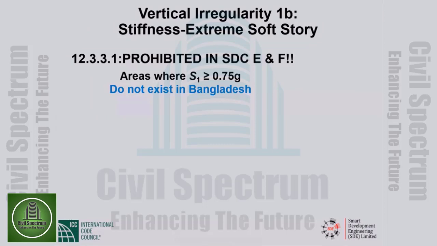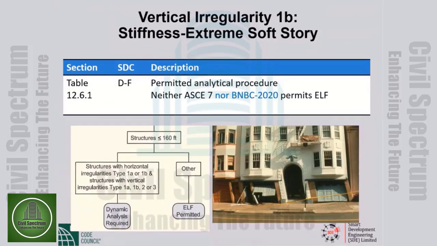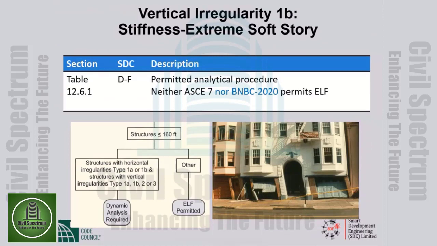This is prohibited in design categories E and F. E and F do not exist in Bangladesh, so you do not have a prohibition. But the ASCE 7 prohibition tells you that this is not an irregularity that we encourage. So we go from soft story to extreme soft story. The restriction does not change. All we are required by ASCE 7 to do, other than the prohibition in E and F, is dynamic analysis. Okay, that's all we can do.